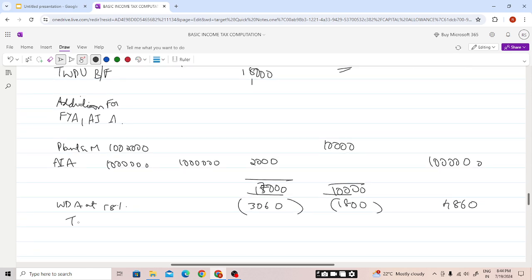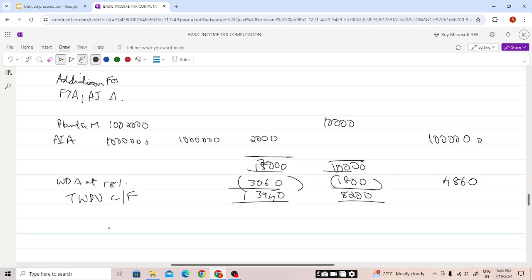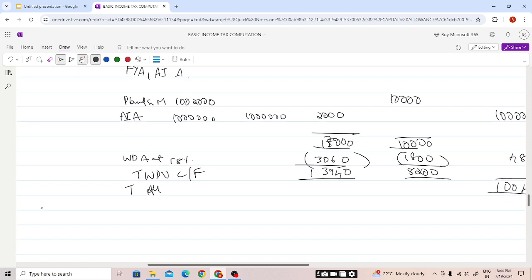The tax written down value carry forward will be 8,200 and 13,940, and the allowance will be 1,004,860. Now coming to the year end of December 24.